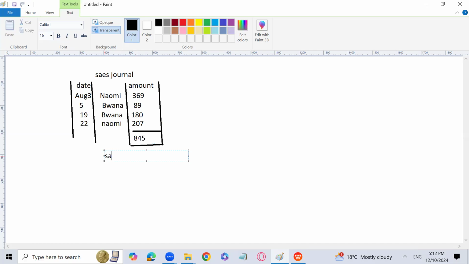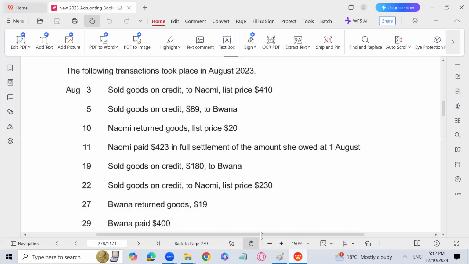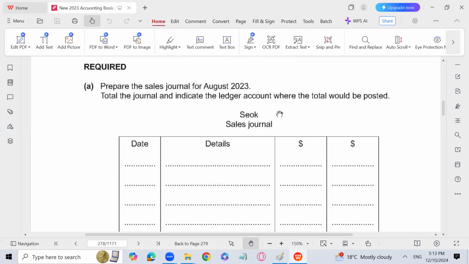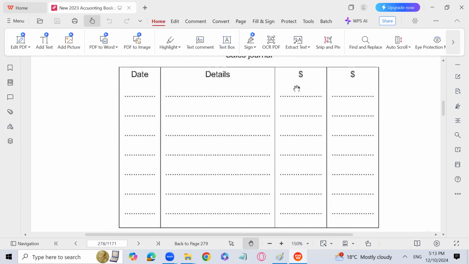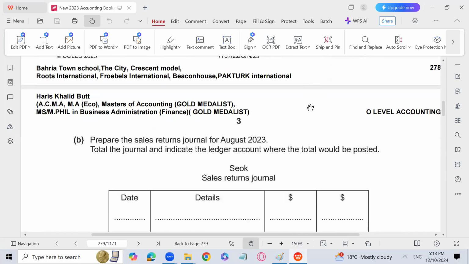And that is going to be recorded in the sales account in the general ledger on the credit side of the sales account. 845, these are the total credit sales. If you just look at the question, what the examiner has asked you: prepare the sales journal, total the journal, indicate the ledger account where the total would be posted. Total will be posted to the sales account on the credit side with the total amount of credit sales, because that is the total credit sales we have gone for.